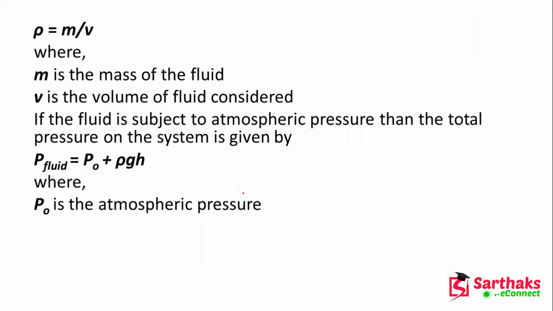Now again, we know that rho is m by v. So if you know the volume of the fluid and the mass of the fluid, you can find out the fluid pressure. And P0 is the atmospheric pressure. Always, if you are keeping a fluid anywhere, at that time you have some atmospheric pressure, unless you are keeping it in a vacuum chamber.